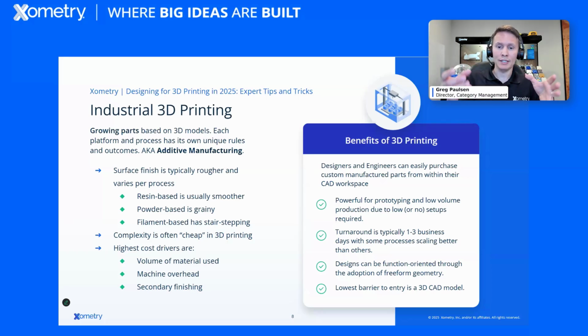In CNC machining, leaving material behind is good because it's less work, less cutting to be done. In additive manufacturing, you could really make specific designs and make decisions on your designs to orient towards function, which is very cool. And again, because it is just a 3D CAD model, it's the lowest barrier to entry next to one other process that we offer.